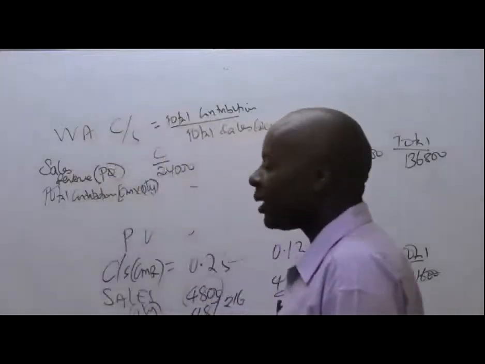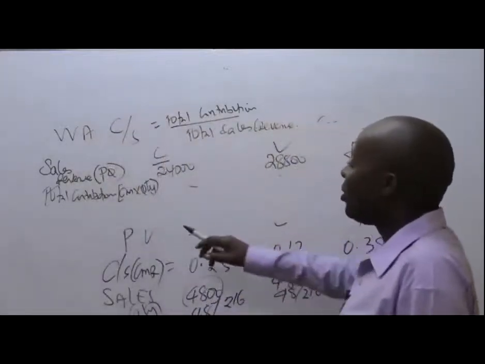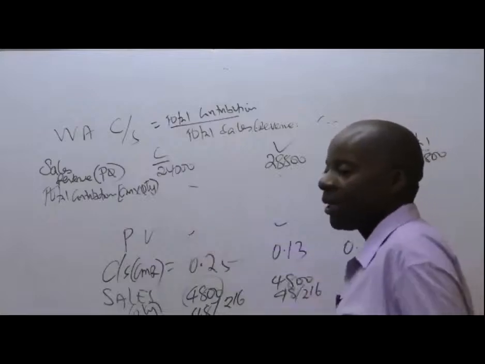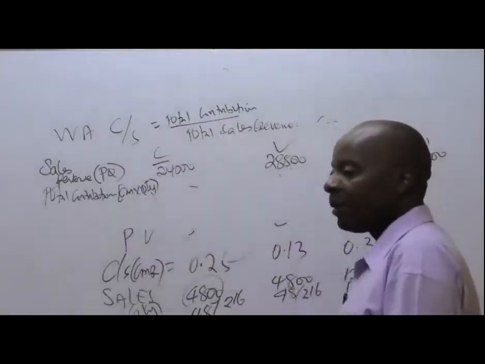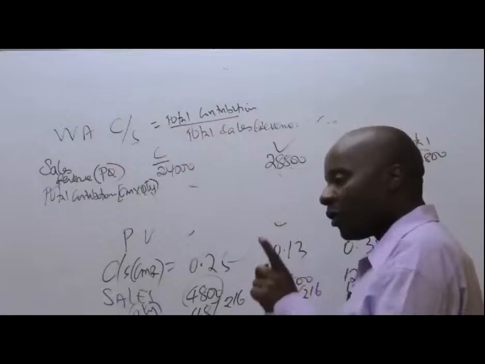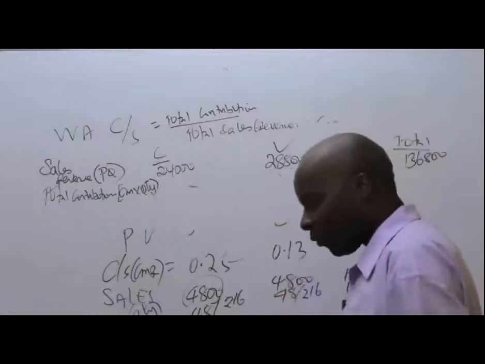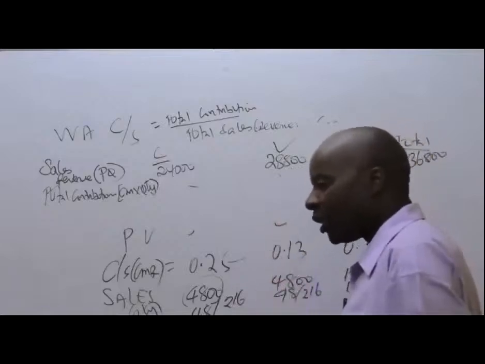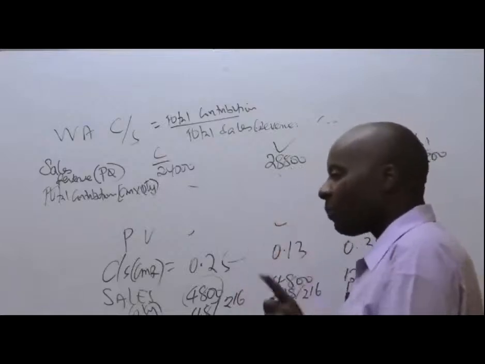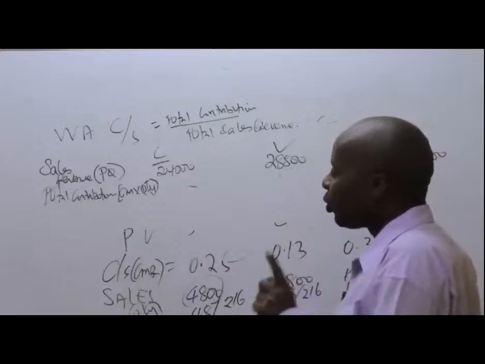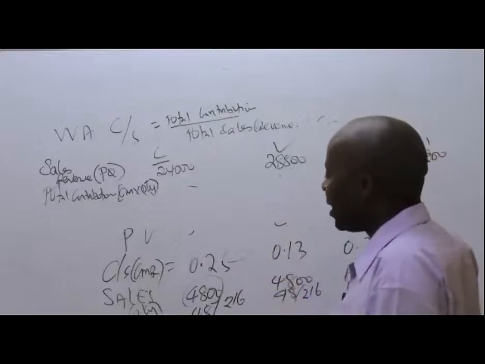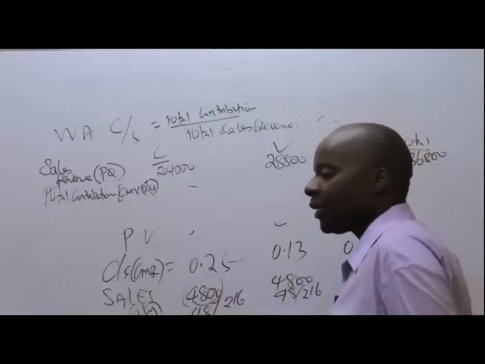Unfortunately, ladies and gentlemen, I have rubbed out my contribution margin somewhere here. But if there is something I'm able to remember, it is the contribution margin of X, which was 1.25. So 1.25 times the quantity, which again is 4,800.